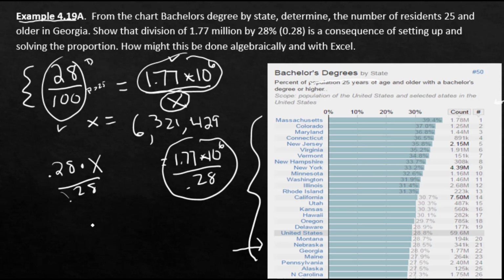Okay, so if you're going to do Excel, you would start out with an equal sign, and then you would have 1.77 times 10 to the 6th, which is in the millions over here, in the column, the count, the number, and then divided by 0.28, which would be divided by another cell, right? And the cell would be, you would have that 28% in a cell. So the point is, with Excel, you've got to work out the problem to an extent before you start putting in the formula.